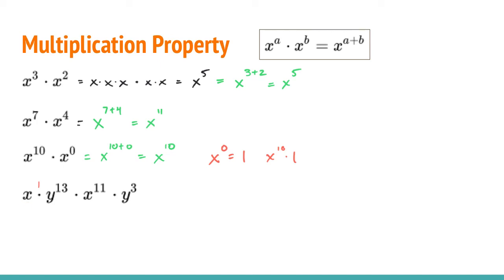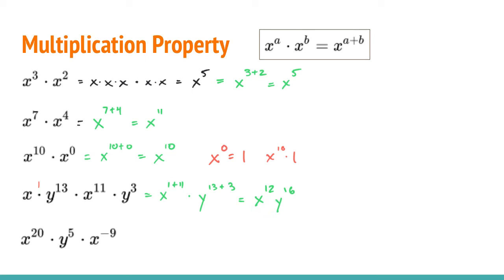So by using our property, we would then have x to the 1st plus 11, and then you'd multiply that by y to the 13 plus 3, which would be equal to x to the 12th times y to the 16th. Notice you don't need to put the multiplication symbol here. They're different bases. If they're all right next to each other, that implies multiplication.